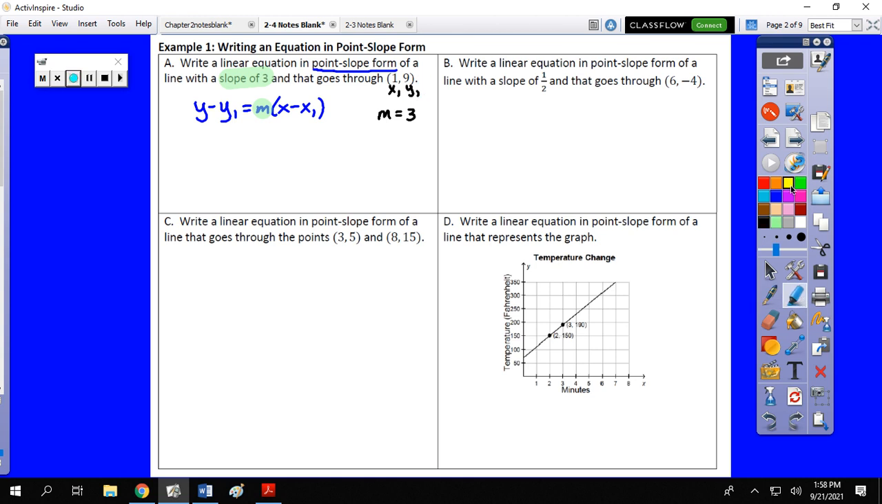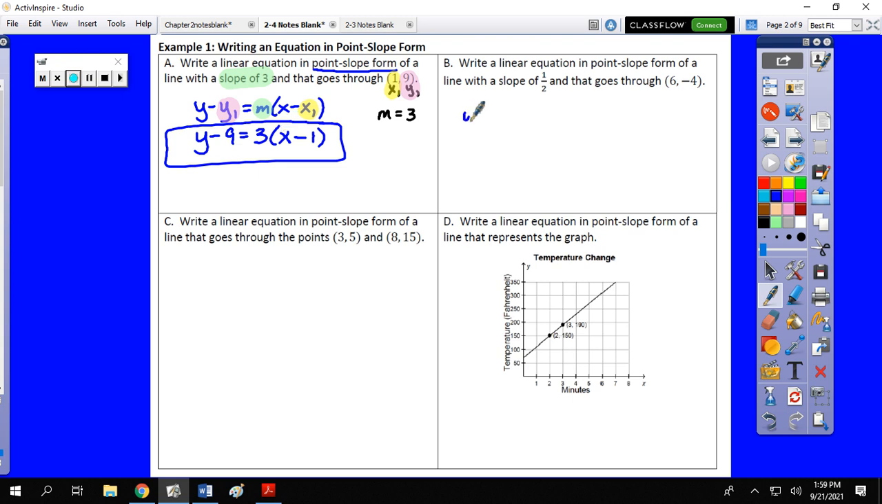So we are going to plug 1 in for x1 right there. And we are going to plug 9 in for y1 right there. So when we do that, we will have the equation y minus 9 equals 3 times x minus 1. That does not require any simplification of any type. It is already in point-slope form. Try number 2, then resume the video and see how you did. It's pretty much the same thing.